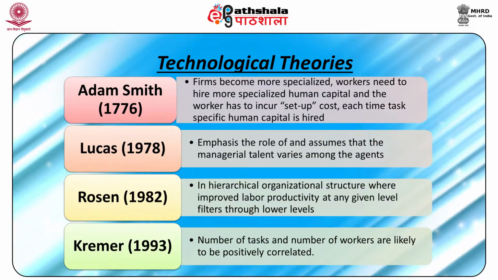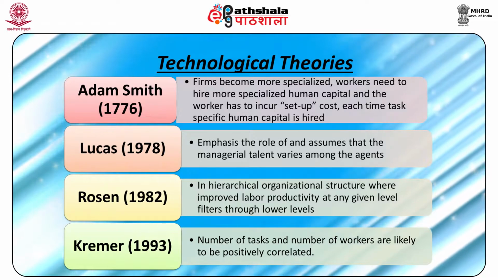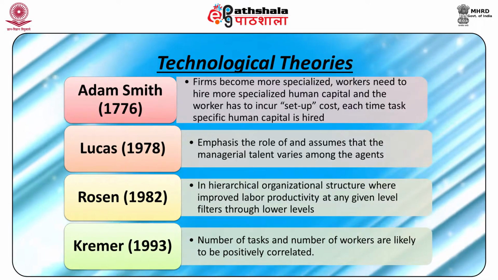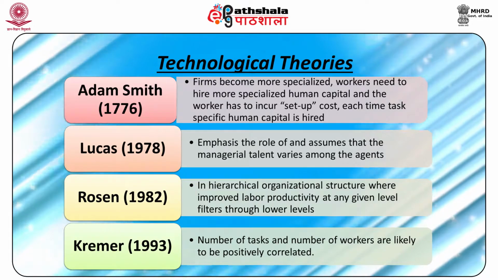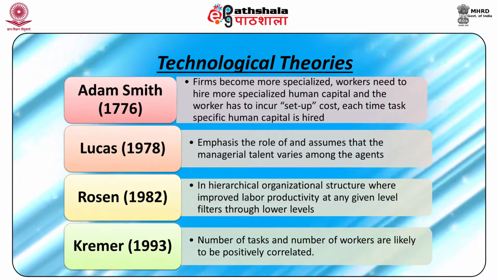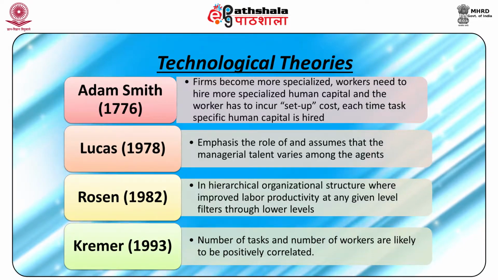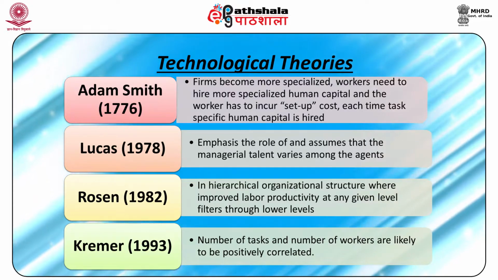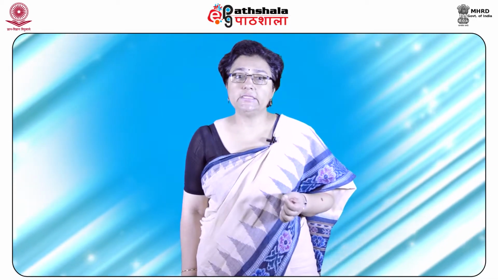Rosen 1982 believed in a hierarchical organizational structure where improved labor productivity at any given level filters through lower levels. Thus, in case of larger firms, persons with highest skills are placed in the highest positions, while Kremer 1993 was of the view that the number of tasks and number of workers are likely to be positively correlated. Hence, countries with higher human capital specialize in complicated products and have larger firms. This leads to the conclusion that the wage of the worker will have positive impact on the firm size, as higher wage would imply higher quality worker.